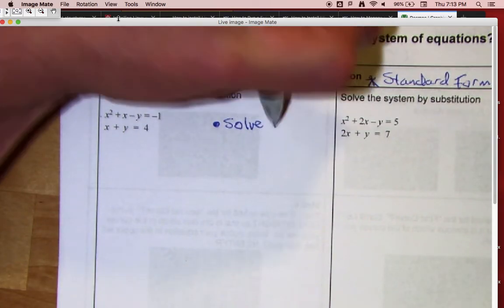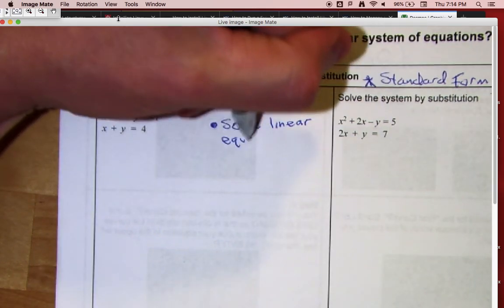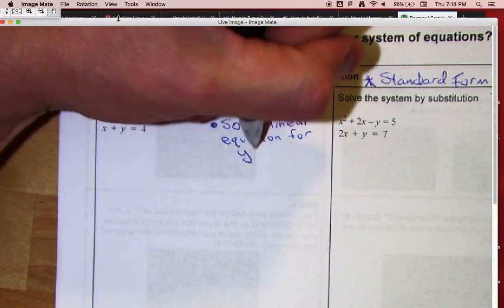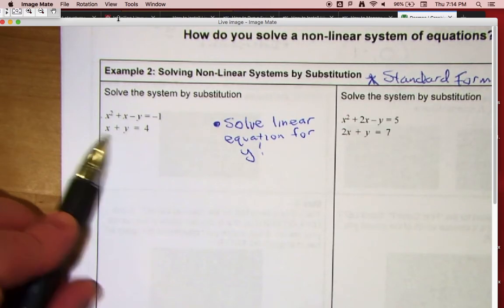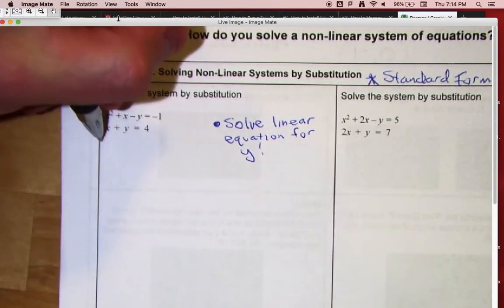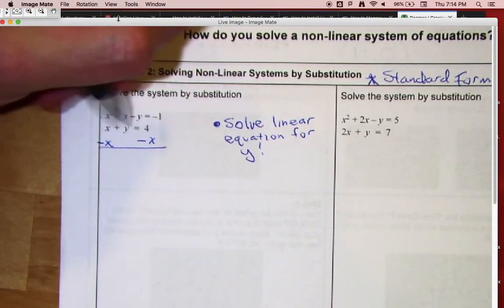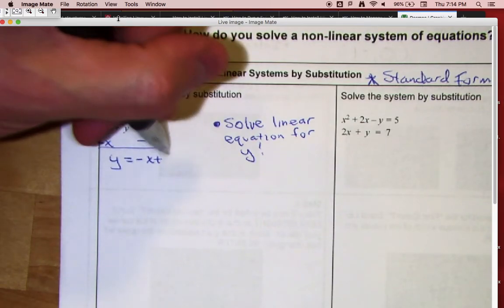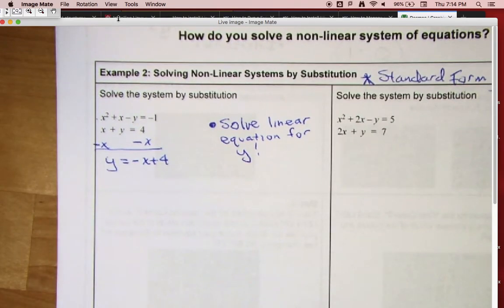We want to solve our linear equation for y. Okay? So my linear equation is this bottom one here that's got x plus y equals 4. We want to solve that for y, so all we need to do is take away x from both sides. And so now this equation right here becomes y equals negative x plus 4. So that's the first step, solve our linear equation for y.